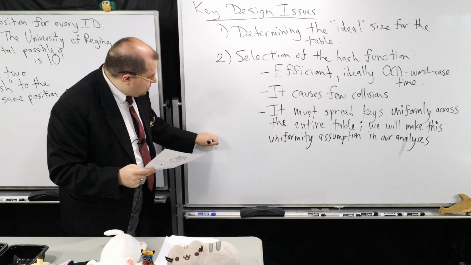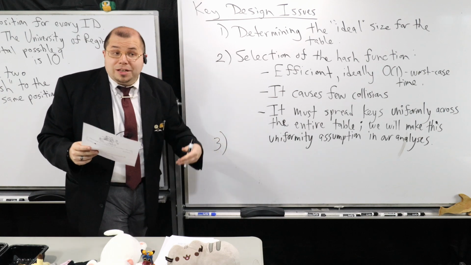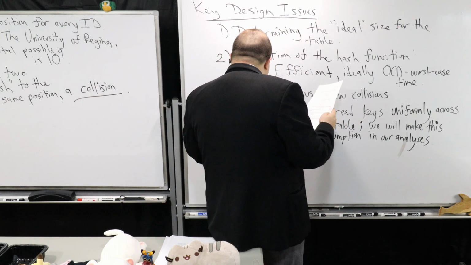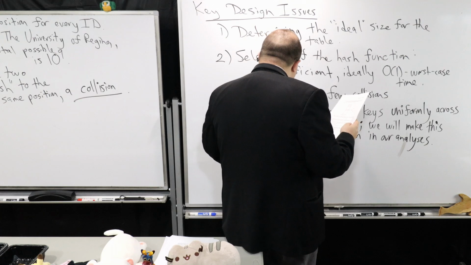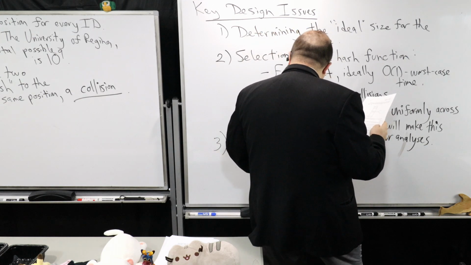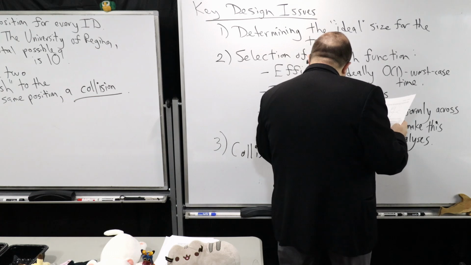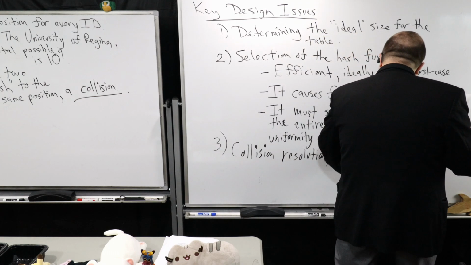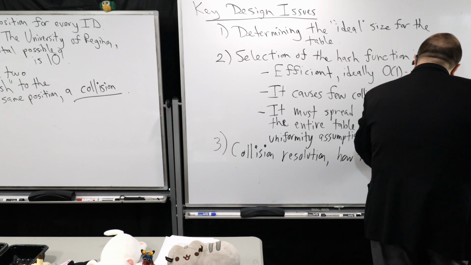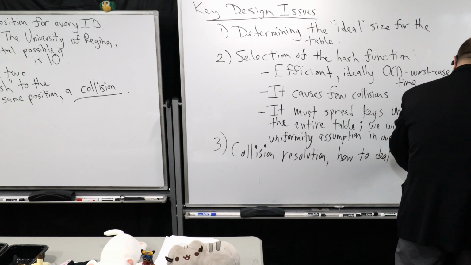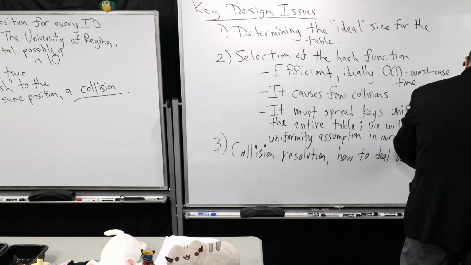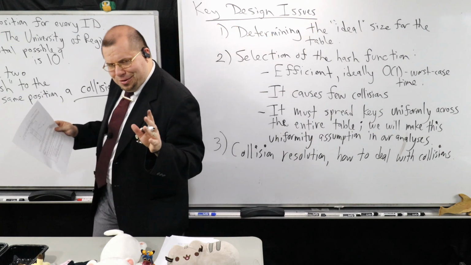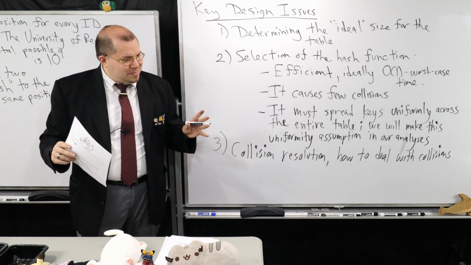The last and third one is the collision resolution. So what do we do when we have a collision? So we're going to talk about collision resolution. This is what we're going to primarily focus on: how to deal with collisions. So if we can deal with these collisions, and we can have all of these bits and pieces, we're in a good place to be with our hash table.